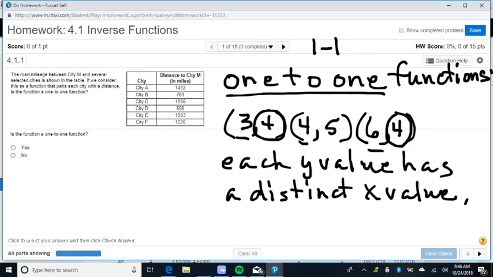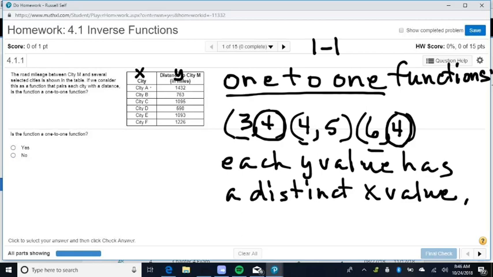So here it says the road mileage between city M and several selected cities is shown in the table. If we consider this as a function that pairs each city with a distance, is it one-to-one? Okay? So in other words, they're using this side for x's and this side for y's. And if it's one-to-one, nothing can repeat on either side. So, okay, because it first of all has to be a function, which means none of their x's can repeat. And then it has to be one-to-one, which means none of the y's can repeat.